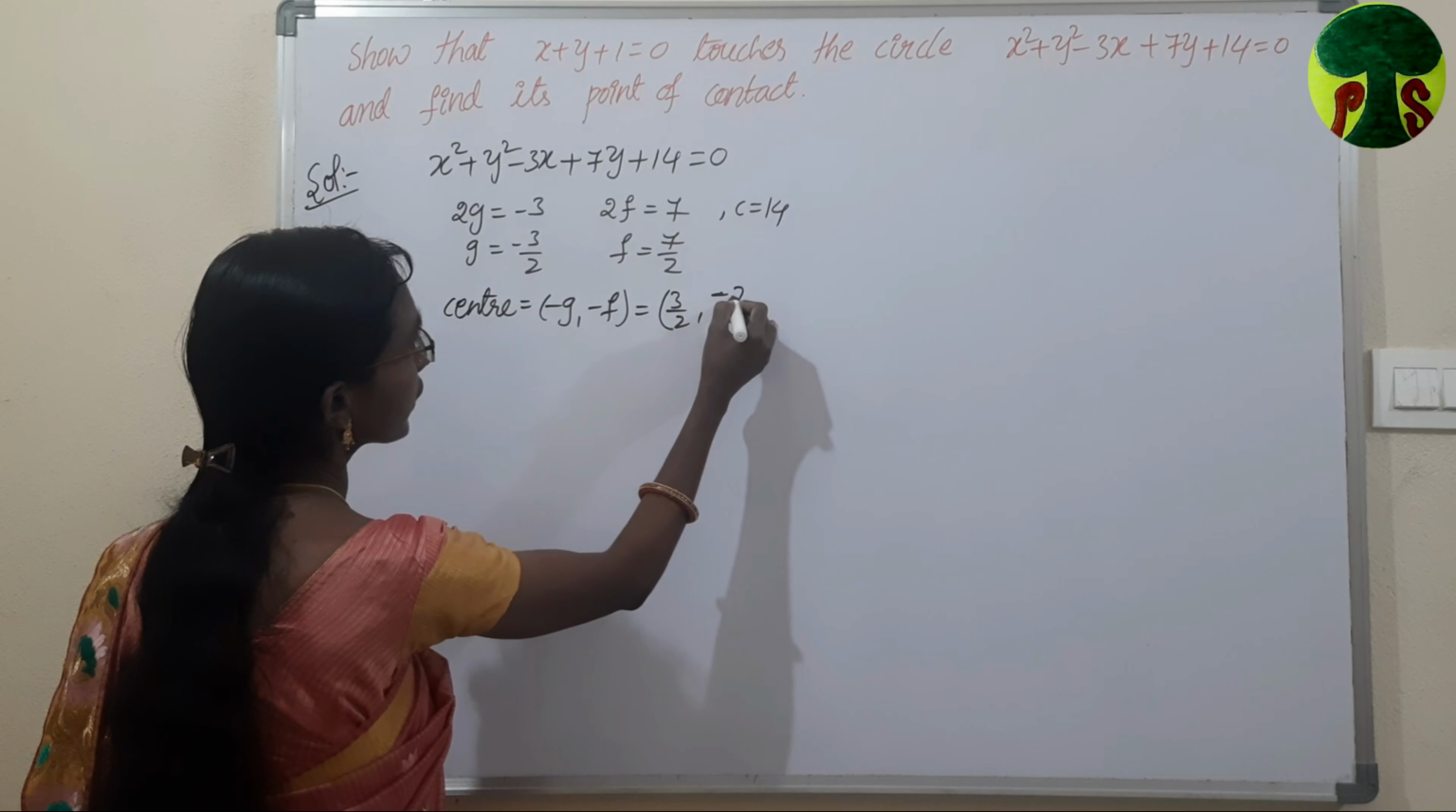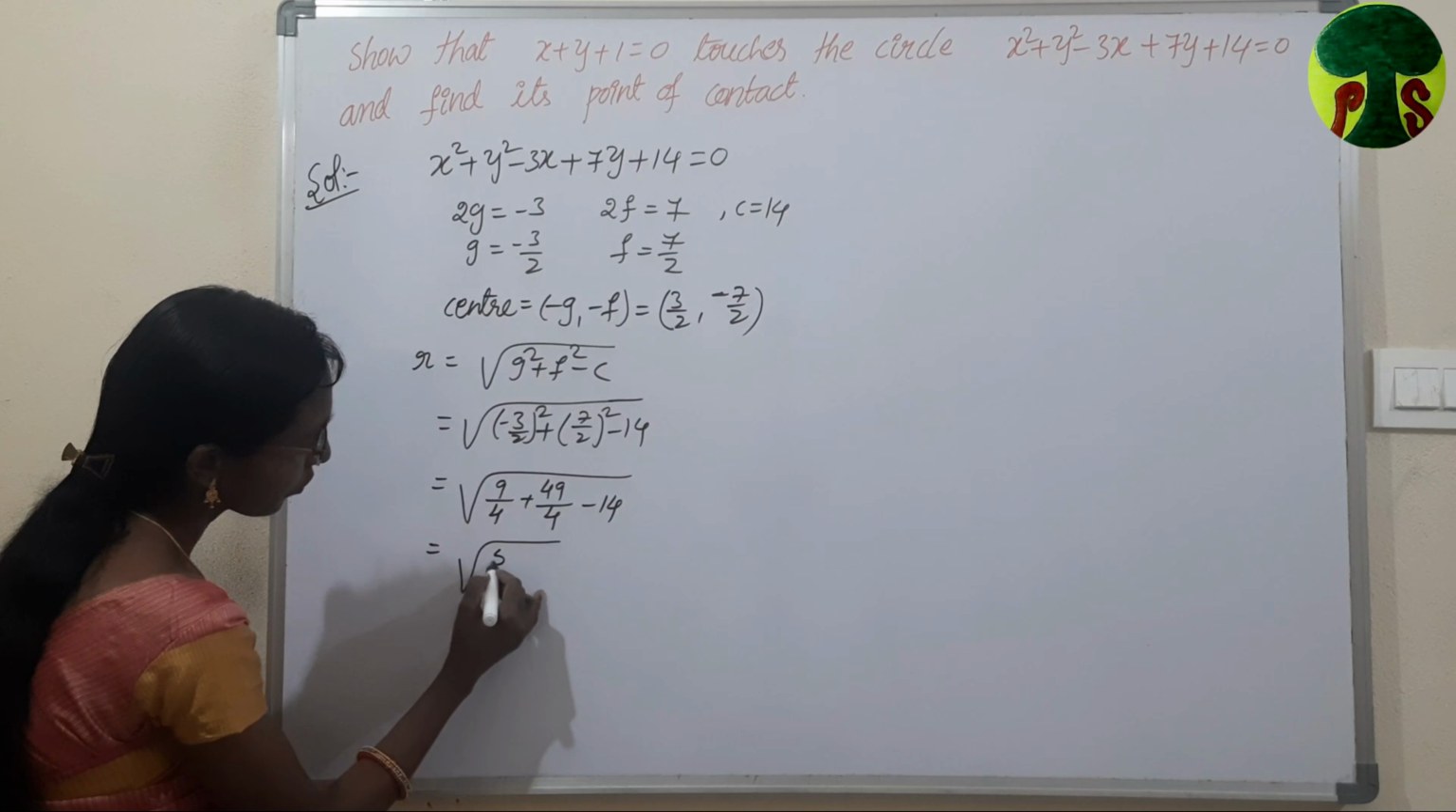r is equal to square root of g square plus f square minus c. Substitute the g value, f value, c value in the formula. The value of g is minus 3 by 2, so minus 3 by 2 whole square, plus the value of f is 7 by 2, so 7 by 2 whole square, minus the value of c, which is 14. That is square root of, minus 3 square is 9, so 9 by 2 square is 4, plus 7 square is 49 by 2 square is 4, minus 14, which is equal to square root of 9 plus 49.